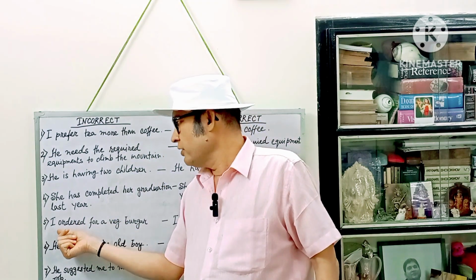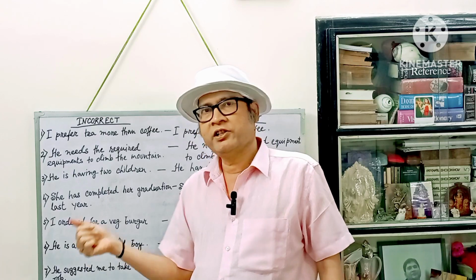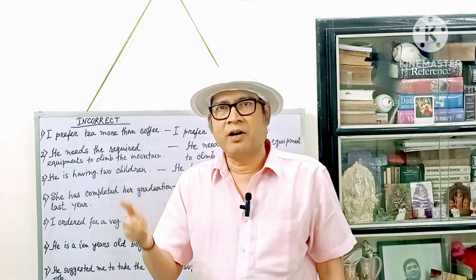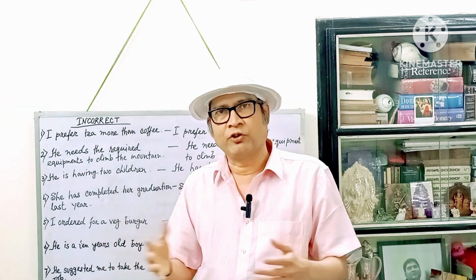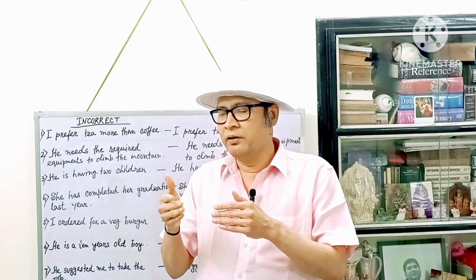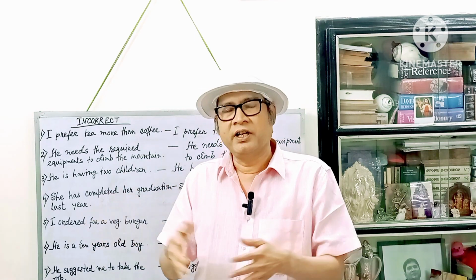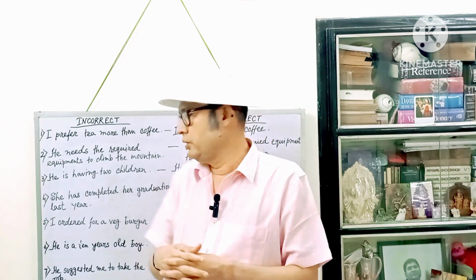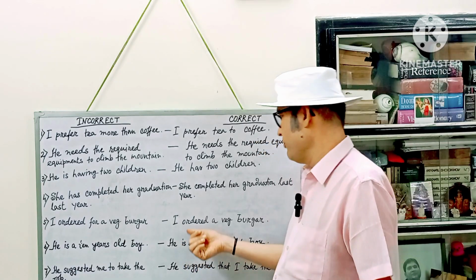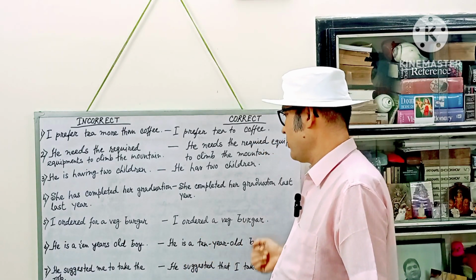So the clear rule is that when order is used as a verb, it is never followed by for, never followed by any preposition for that matter. But when it is used as a noun, it is followed by the preposition for, F-O-R. All right, here you see the correct sentence. I ordered a veg burger.